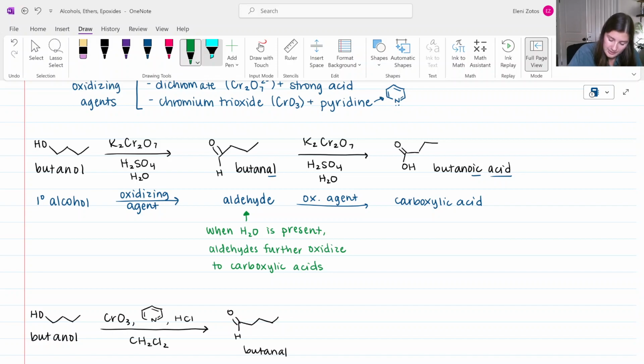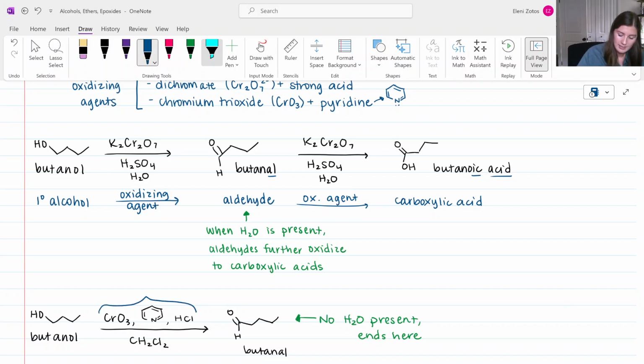Because there is no water present, the reaction ends here at the aldehyde. Now this group of reagents, the chromium trioxide, pyridine, and HCl, is referred to as PCC, which is short for pyridinium chlorochromate.